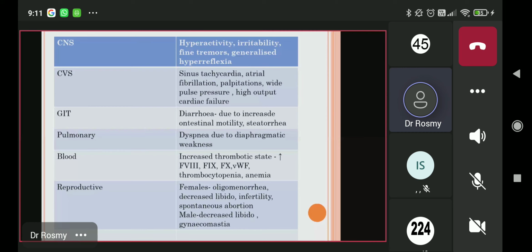Then respiratory system, they might have complaints of dyspnea. This dyspnea can be part of a diaphragmatic muscle weakness or can be because of heart failure. Then blood picture, there can be an increased thrombotic state. Thrombotic state means there is a chance of clots forming all of a sudden. So deep vein thrombosis, you will come to learn about it later, might occur in a hyperthyroid patient. And I have mentioned why this is occurring. It is because of an increase in factor 8, 9, 10, von Willebrand factor. All these things will contribute to it. There will be anemia also, and there can be thrombocytopenia if you do a CBC or a complete blood count. So this kind of a picture you will get.